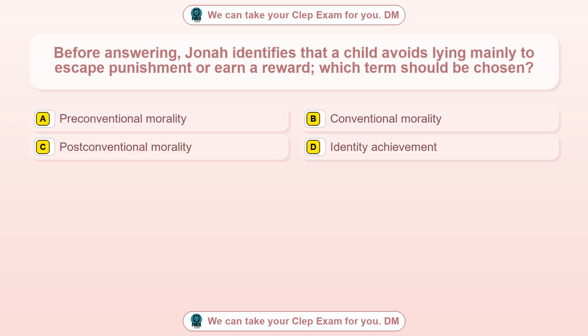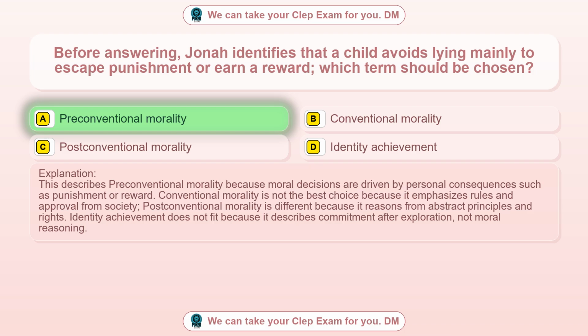Question 22. Before answering, Jonah identifies that a child avoids lying mainly to escape punishment or earn a reward. Which term should be chosen? Option A, pre-conventional morality. Option B, conventional morality. Option C, post-conventional morality. Option D, identity achievement. The correct answer is option A, pre-conventional morality.